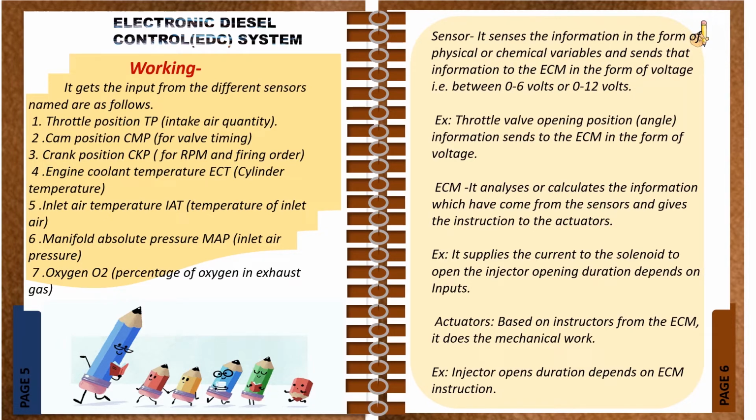ECM. It analyzes or calculates the information which has come from the sensor and gives the instruction to the actuators. Example, it supplies the current to the solenoid to open the injector. Opening duration depends on inputs. Actuators. Based on instructions from the ECM, it does the mechanical work. Example, injector opens, duration depends on ECM instruction.